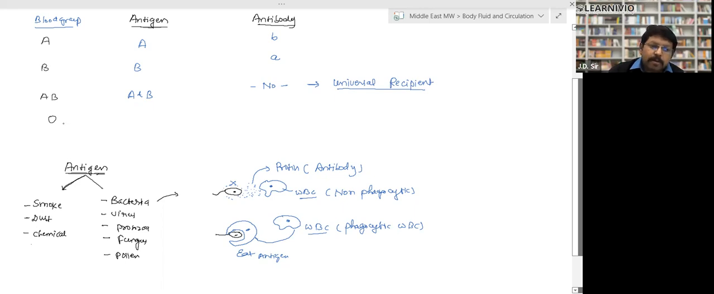Now it comes to blood group O. Blood group O does not have any antigen, but it has both A and B antibodies. That's why they can donate blood to all the rest of the blood groups, right? That's why they are called universal donors. Clear to all of you?